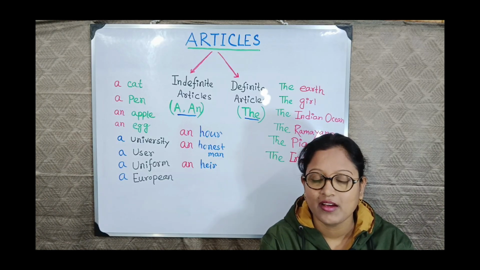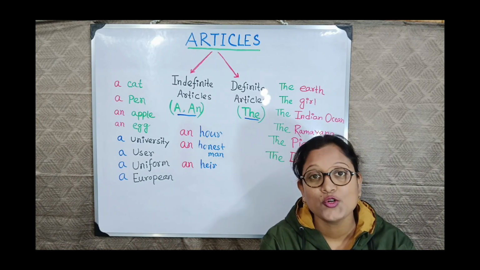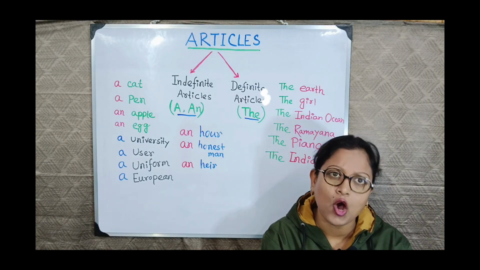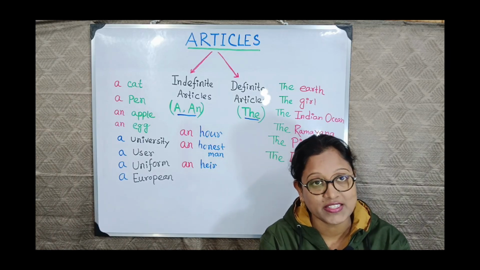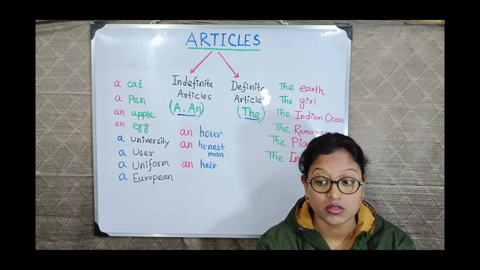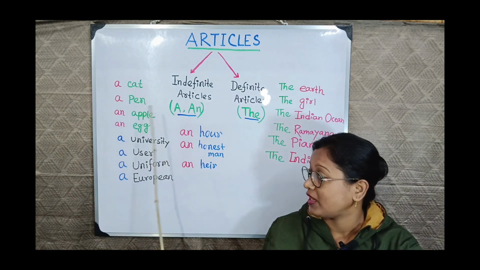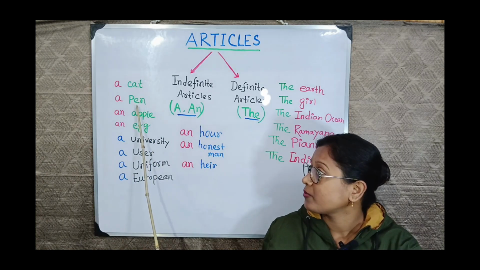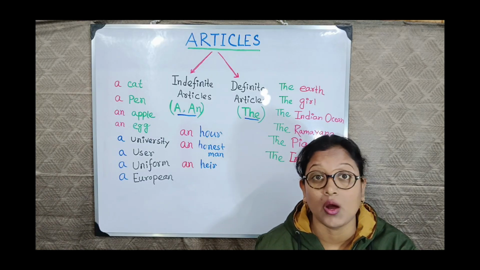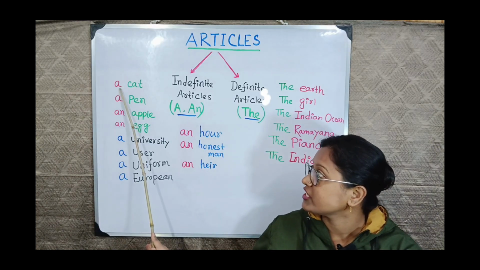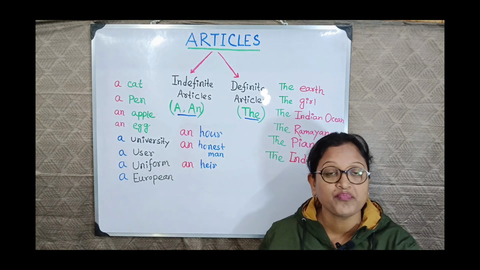What is an article? Articles are words used before nouns to show whether the noun is specific or general. Let me repeat it again. Articles are words used before nouns. See? A cat, a pen, an apple, an egg. So cat, pen, apple, egg, these are nouns, right? So articles are words used before nouns. Clear? So these are all articles, okay?